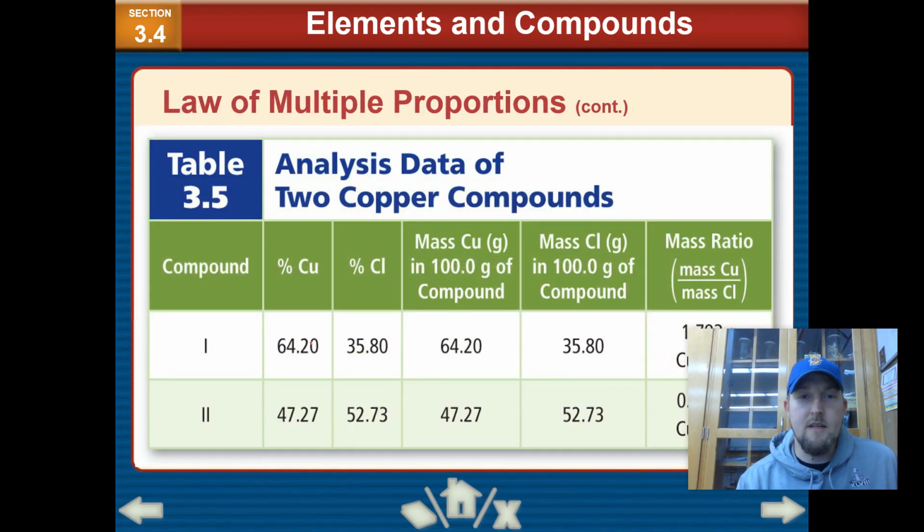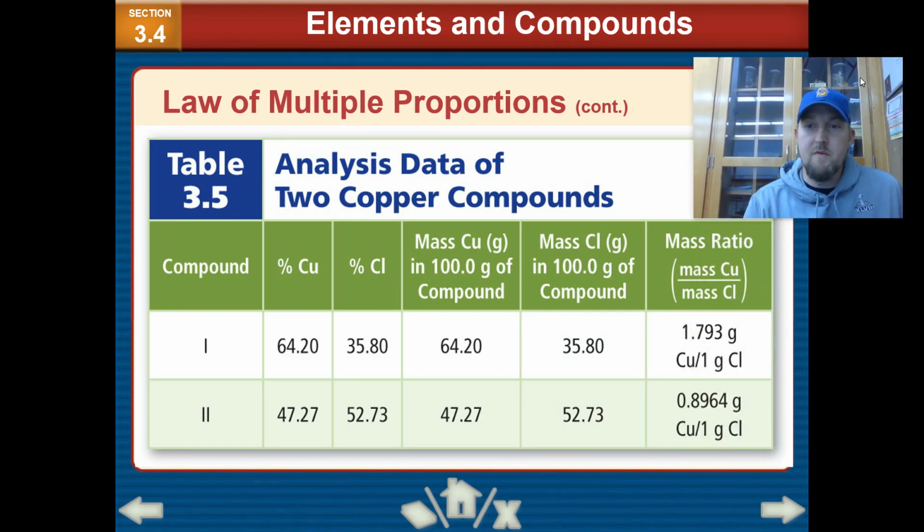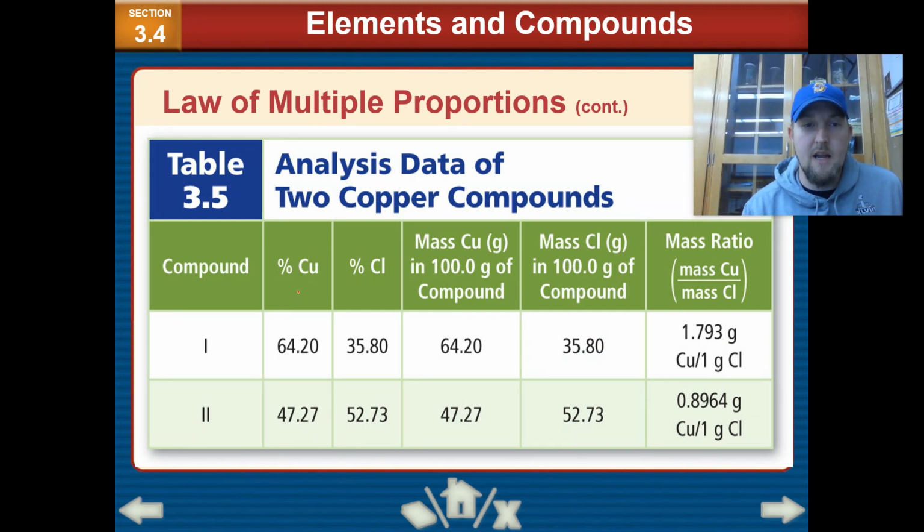You can also do some analysis of two different copper compounds. If you look here, we've got two different copper compounds. They're going to contain copper and chlorine, and they have two different relative masses. When you look at the ratios of copper and chlorine, in this one you have a greater amount of copper to your chlorine. In here, you have a greater amount of chlorine to copper. Even though they're using the same exact elements, you have them in different ratios.